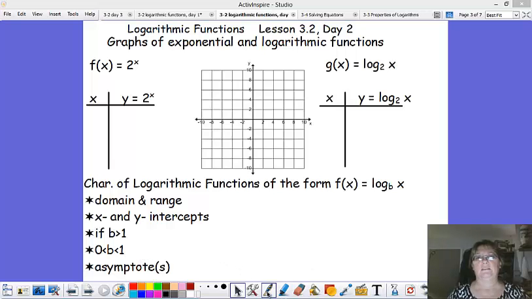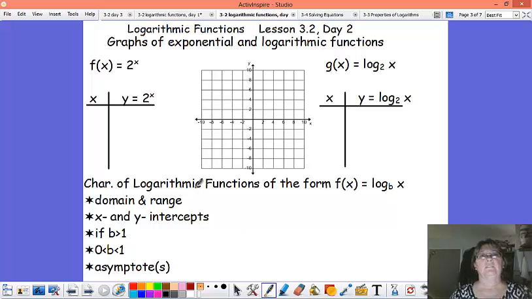Welcome. Today we're going to take a look at exponential and logarithmic functions in terms of their graphs. Really I think the best thing to think about today is to remember that the logarithmic function is the inverse of the exponential, and when we're graphing them, those are the things that we should be thinking about.